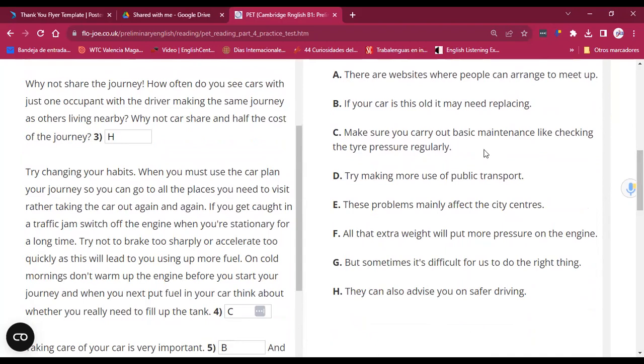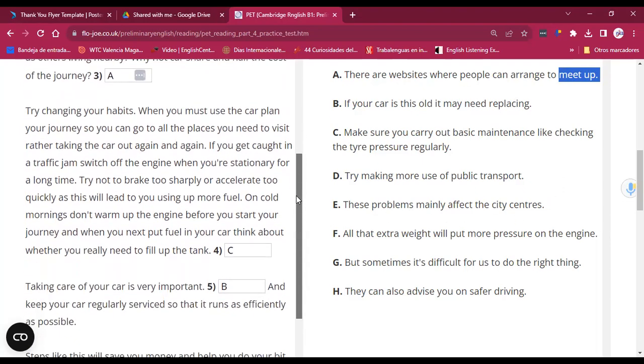Which of these sentences have to do with meeting people? Letter A. There are websites where people can arrange to meet up. Remember, meet up is a phrasal verb. It means a verb plus a preposition. And meet up means get together.